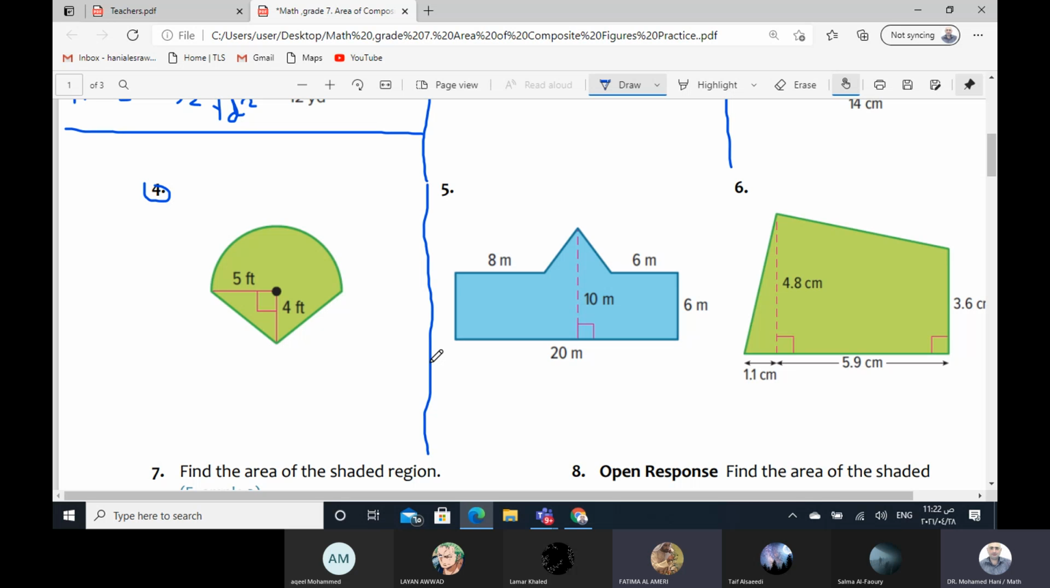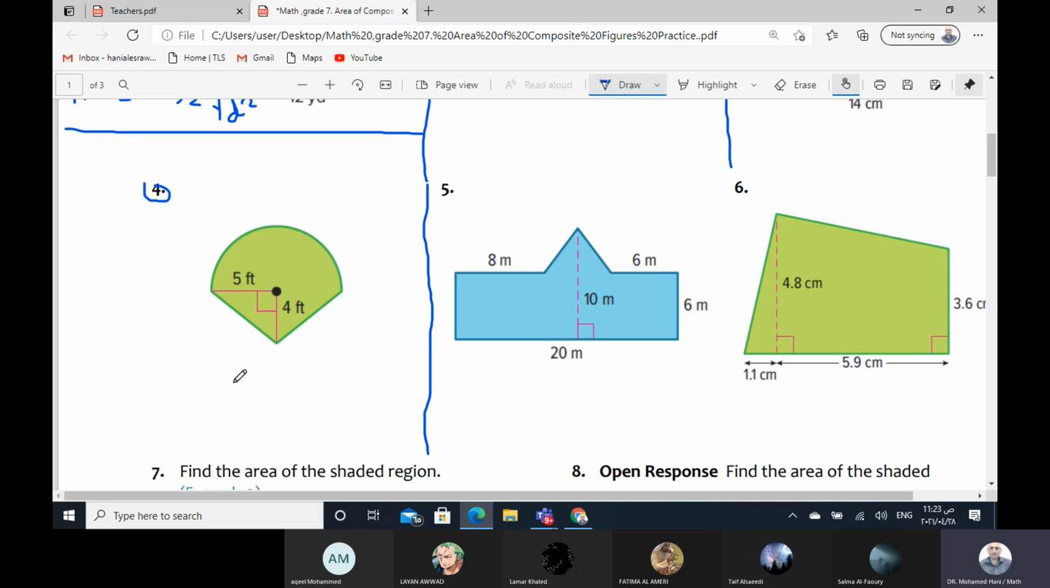Mister, I am not sure, but it will be 10. Maybe. Thank you, Fatima. Who has a different answer? Mr. Maybe 59.25. Thank you, Layan. Who has a different answer? Mr. Maybe 56.25. Thank you, Lamar. Who has a different answer? Mister, I think 25.